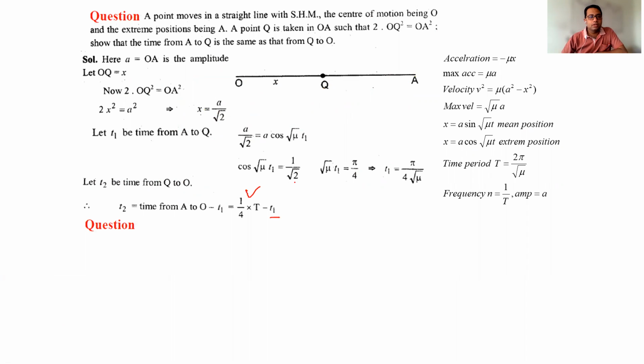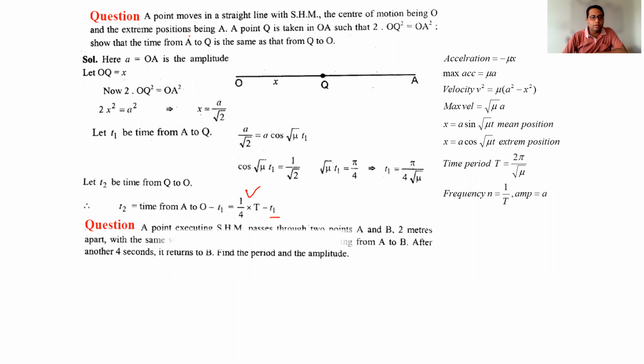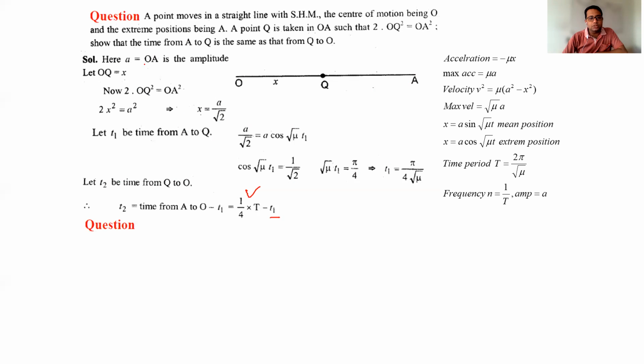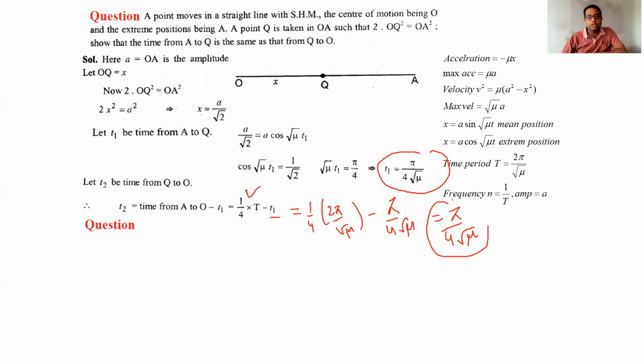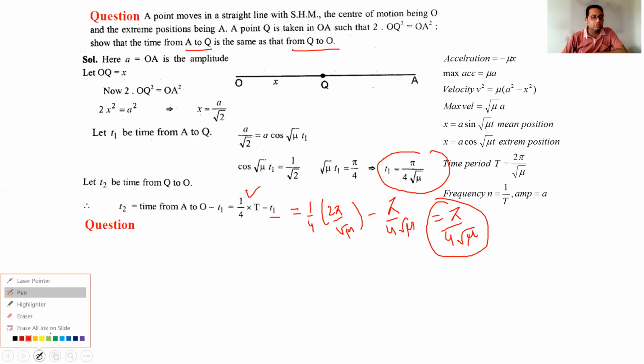The time from A to Q. So 1 by 4 of T, minus this, you can check. 1 by 4 of T, that is 1 by 4 of 2 pi by root mu, minus T1, the value of which we have solved, pi by 4 root mu. So 2 pi by 4 root mu minus pi by 4 root mu is pi by 4 root mu. So these two times are equal. So that's why you can say that the time from A to Q is the same as that from Q to O. So this is all about this question.